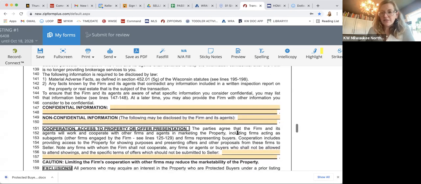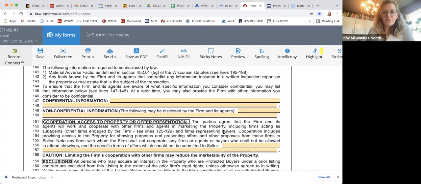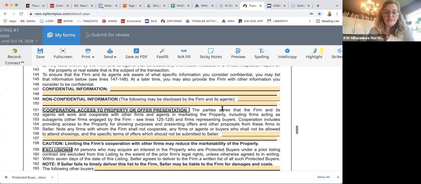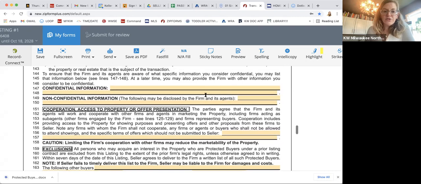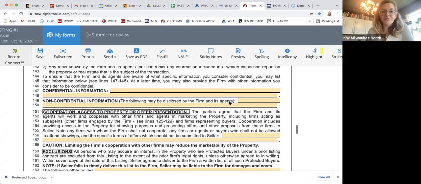And then it gets into a spot for sellers to identify anything that they want to make sure is kept confidential. So to ensure that the firm and its agents are aware of what specific information you consider confidential, you may list that information here. So on lines 147, you could indicate those things that the seller might want to be kept confidential. Think a big example might be a divorce situation.